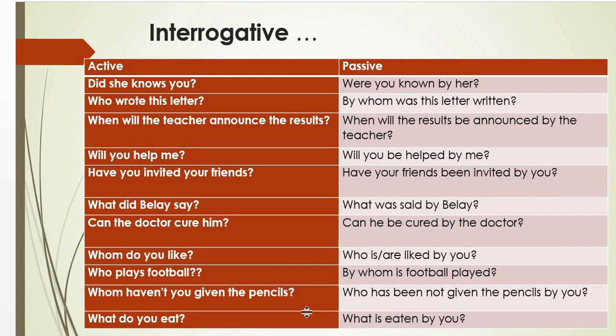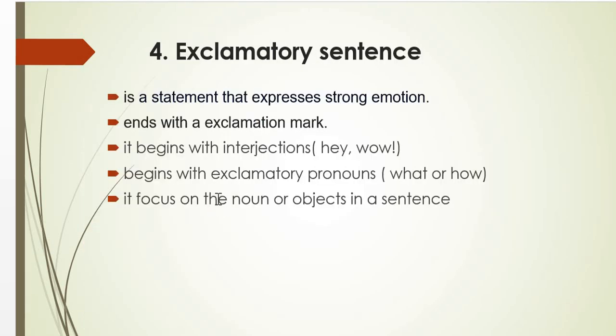So once you understand how to change question words in interrogative sentences, it's easy to change into passive construction. Let's see the fourth one, exclamatory sentence. An exclamatory sentence is a statement that expresses strong emotion. It ends with an exclamation mark. It begins with interjections like hey, wow. It begins with exclamatory words like what and how. We use it like that if the focus is on the noun or objects in the sentence.